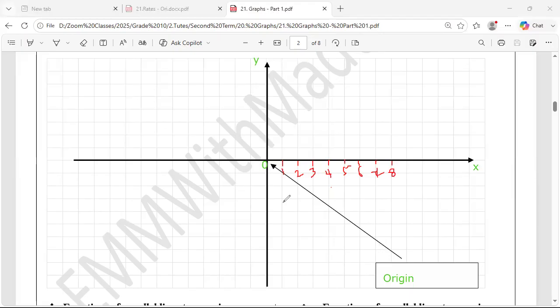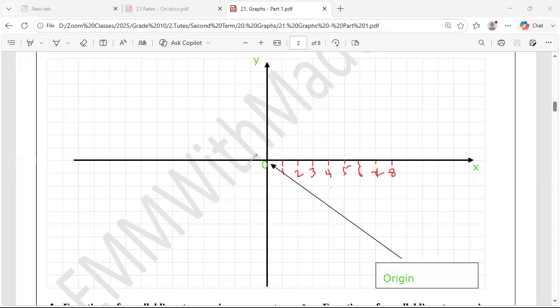If someone asks you, what is called a Cartesian plane? It's very simple, right? Take two number lines and cross each other vertically and horizontally at the origin. Then you can make a Cartesian plane.